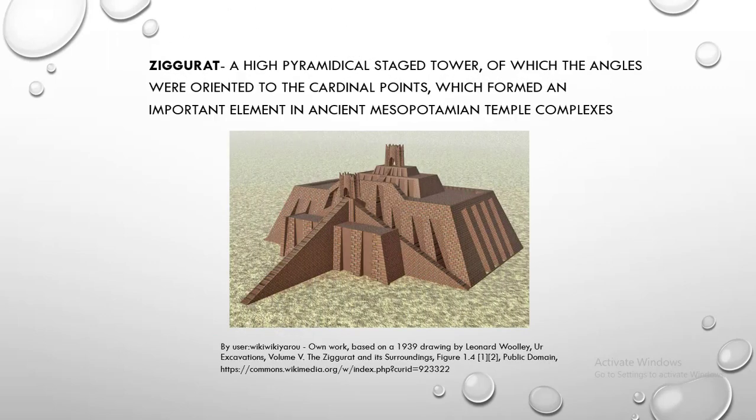Ziggurat. Ziggurat is a high pyramidal staged tower, of which the angles were oriented to the cardinal points, which formed an important element in ancient Mesopotamian temple complexes.